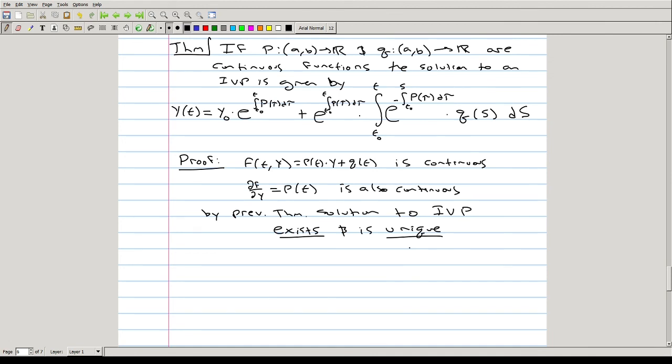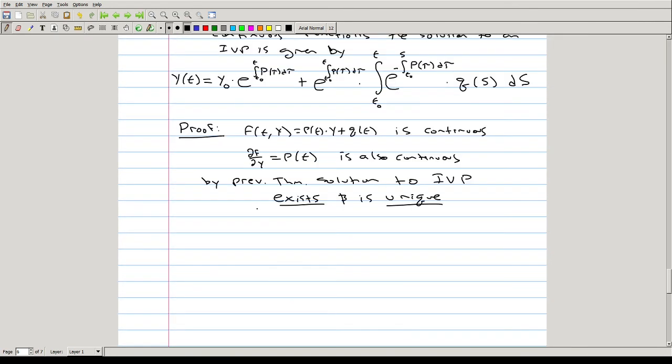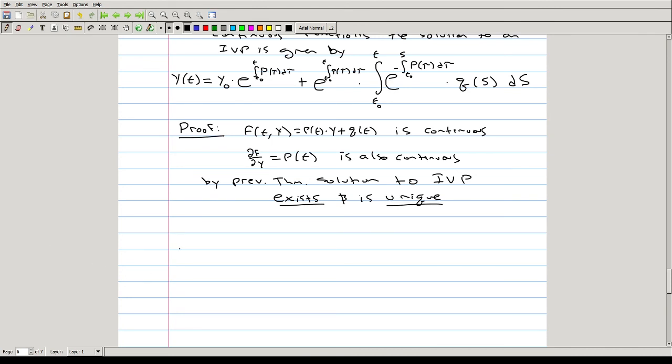And the next step to do here is to verify that the formula given right here is in fact a true solution to the differential equation, and that can be done by differentiating this entire thing with respect to t. You have to be careful here.